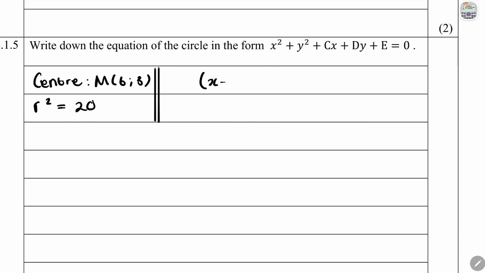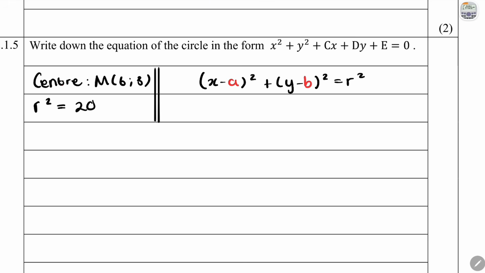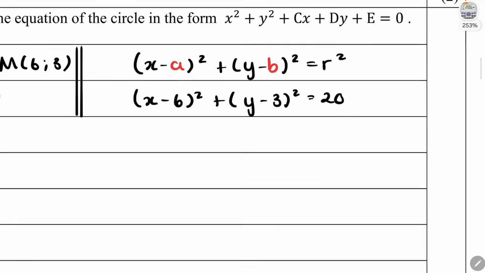So that is (x minus a) all squared plus (y minus b) all squared equals r squared. And so the center of the circle, that's what's going to go in place of a and b. So we're going to say this is (x minus 6) all squared plus (y minus 3) all squared. And we know that r squared is 20, so it's equal to 20. And this is the equation of our circle.